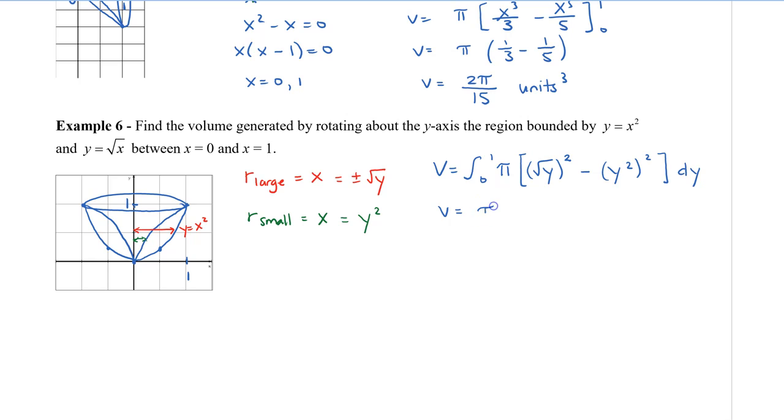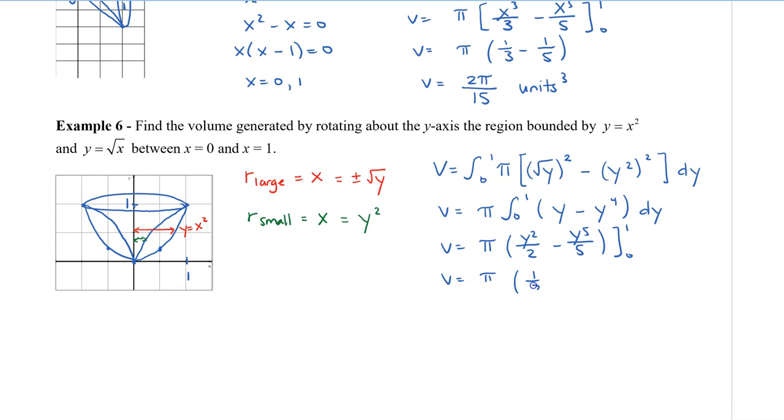So for the volume, we're going to bring the pi to the outside, and let's simplify each part inside before we integrate. So this will give me y minus y to the 4th. So then we get pi, and this will be y squared over 2 minus y to the 5 over 5 from 0 to 1.